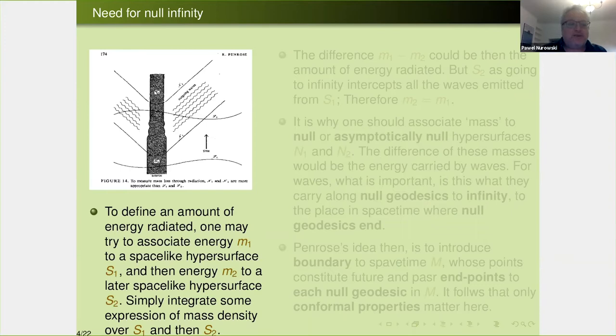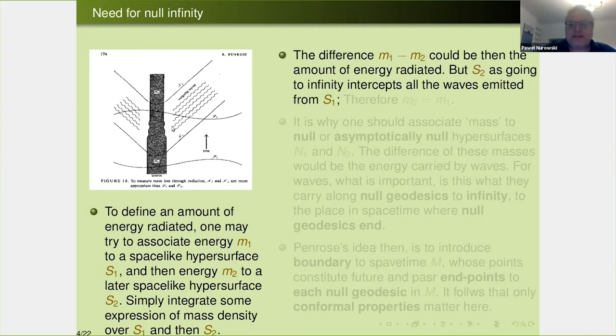And if you have what Roger just depicted, let's say time goes from down to up, and here Roger depicted some evolution of a lump of mass, and then this mass starts emitting gravitational waves, right? So if you first try to associate energy to a space-like hypersurface sigma one, then you associate energy to hypersurface sigma two, and let's call this energy M1, this energy M2, and then if you subtract M1 from M2, the net thing is what would be radiated by the gravitational waves.